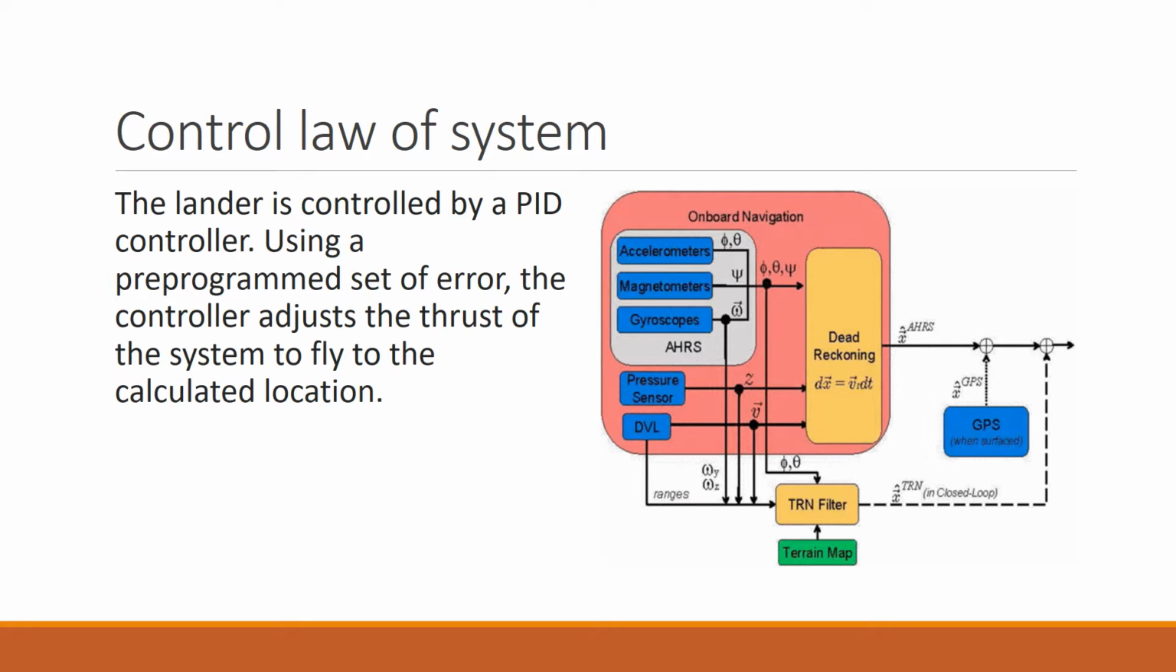After the data is filtered, it can then be fed into the rover's PID control system to decide how much thrust is necessary to move. And the controllers measure the error between where the rover wants to go and where the rover is at that moment, and then use the thrusters to move closer to where it wants to go.